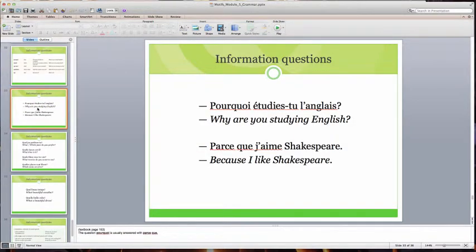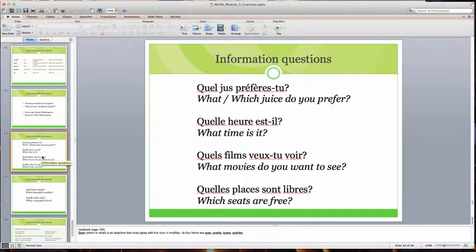Let's look at a couple of examples. Pourquoi étudies-tu l'anglais? Parce que j'aime Shakespeare. Why are you studying English? Because I like Shakespeare. Let's look at a bunch of quel examples. Quel jus préfères-tu? What or which juice do you prefer? Because juice is masculine and singular, I'm going to use the masculine singular form of the adjective quel. Quelle heure est-il? You've seen this one before. What time is it? Because the word heure is feminine and singular, I'm going to use the feminine singular form of the word quel.